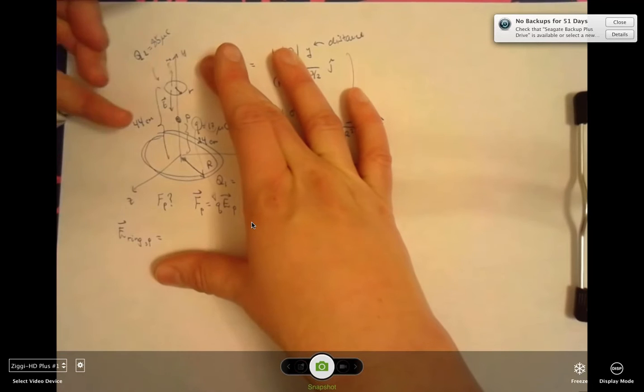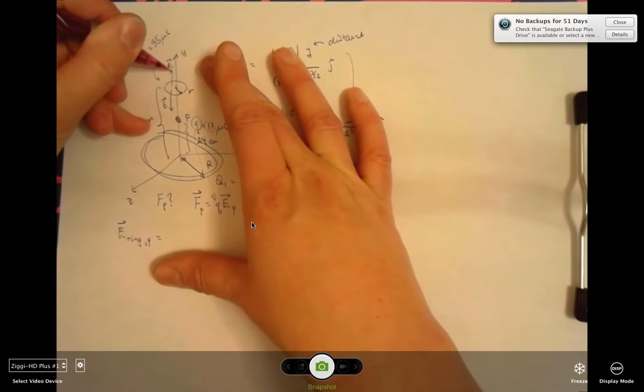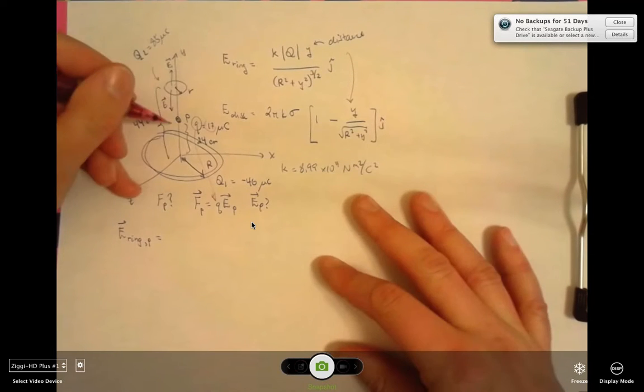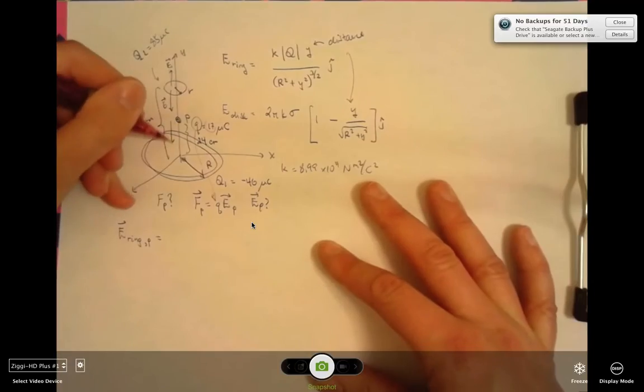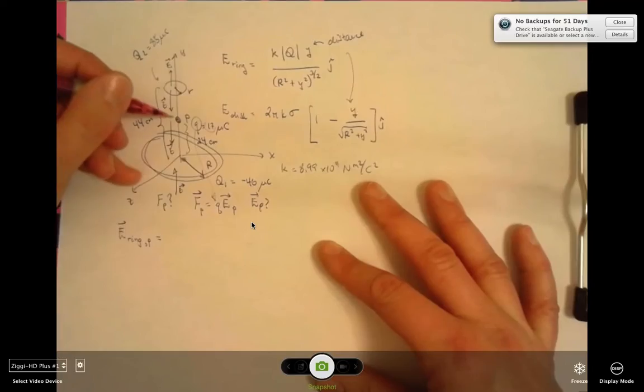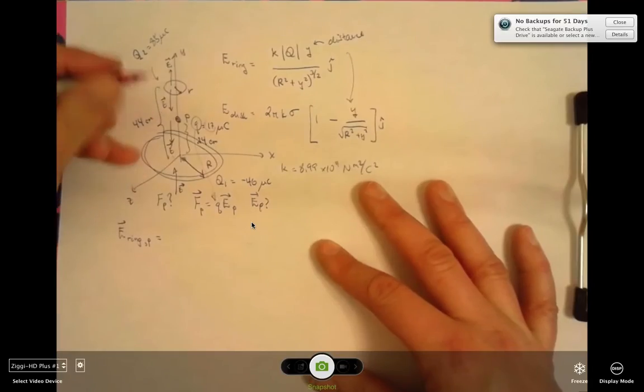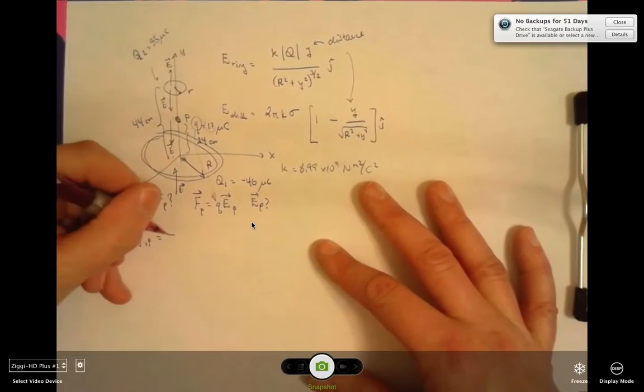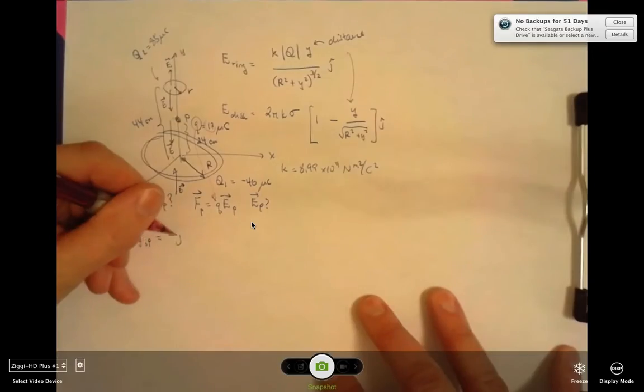Oh, no, this is okay. That's for the disk, though. So that's for the disk. And then this one for the ring, the electric field is pointing towards it because it's negative. So if you're beneath it, it would point up. If you're below or above it, it's going to point down towards it. So for the ring, this is going to point down towards it. So this is going to be in the minus J direction.